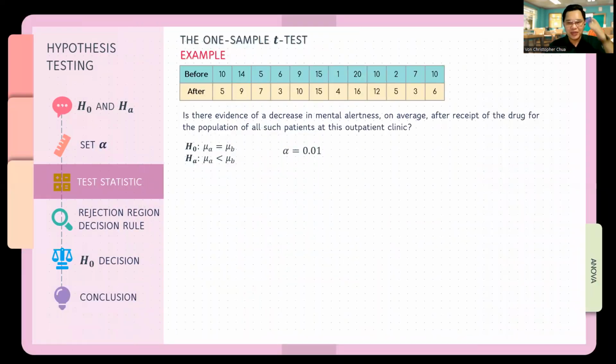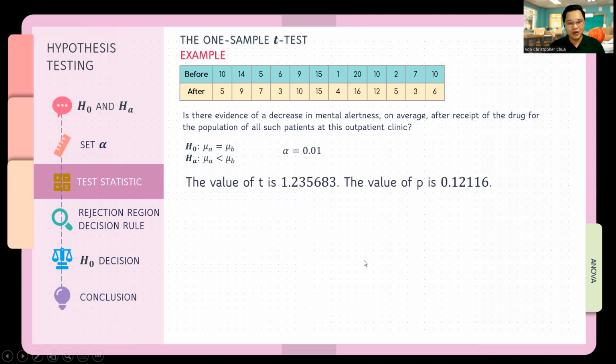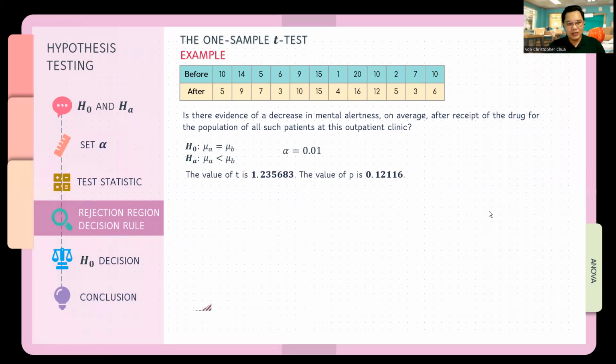Now, we're not going to do that. As you notice, I was not able to input the actual data on the online calculator, but I did that before the recording of this video. And this is the result. So the value of t is 1.24 and the calculated P value is 0.12116. So we proceed with the next part where we determine the rejection region.